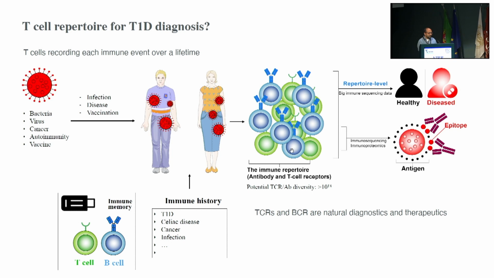So how can the T-cell repertoires help in type 1 diabetes diagnosis? A person has an immune history, and it is all stored in your T-cell repertoires, and it can be disease, infections, or vaccination. And then you can use the TCR repertoires to classify disease and healthy, or you can also identify the signature for that particular disease. Here, in this case, we are using it for type 1 diabetes.